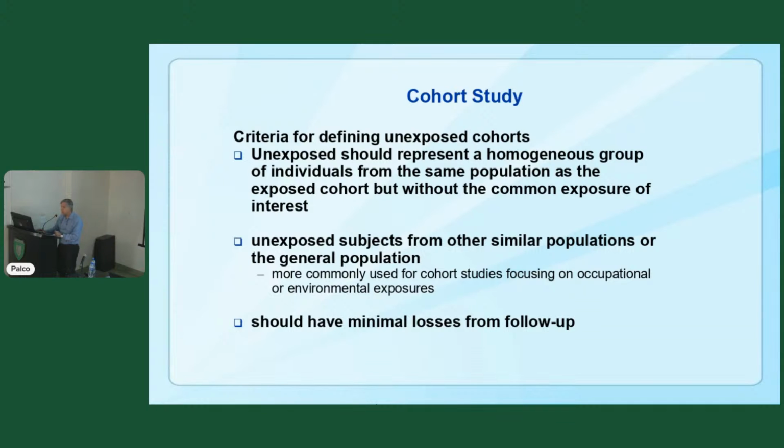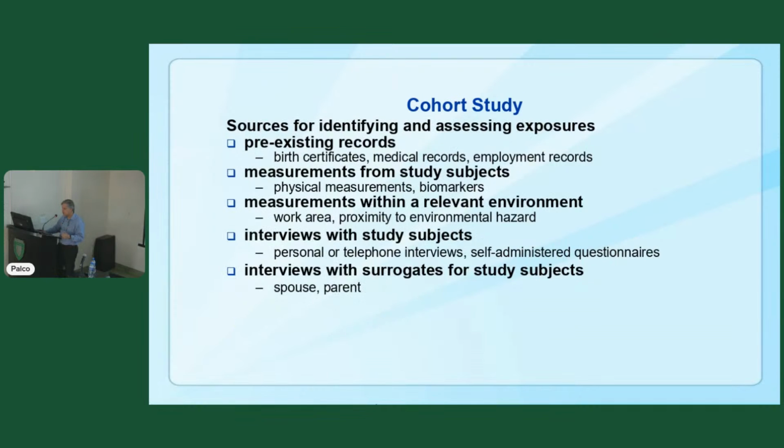Criteria for defining the unexposed. They should also represent a homogeneous group of the same population where the exposed cohort came from. You cannot take exposed and unexposed from different population groups that come from different sources. They should come from the same population. That's the whole point. Ideally they should come from the same village, same city, in all walks of life, so they represent both exposed and unexposed people. And minimal loss to follow-up in the unexposed group too. Both losses to follow-up will cause bias in your study and loss of power.